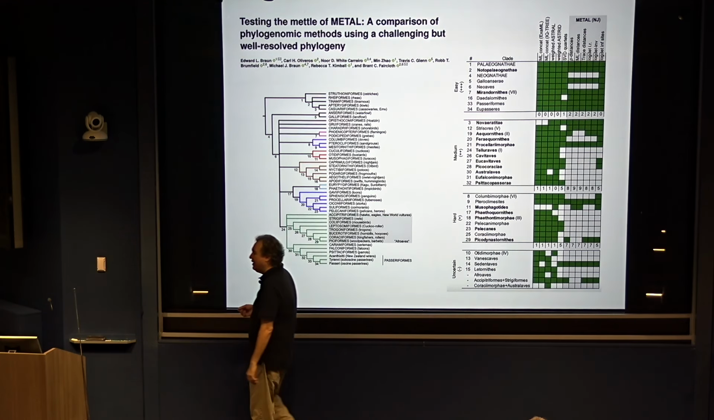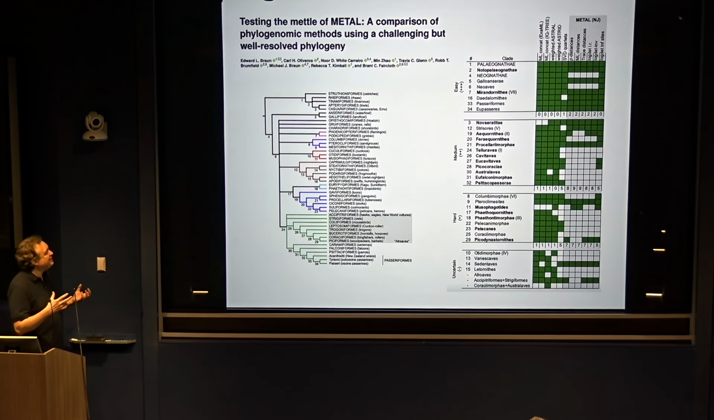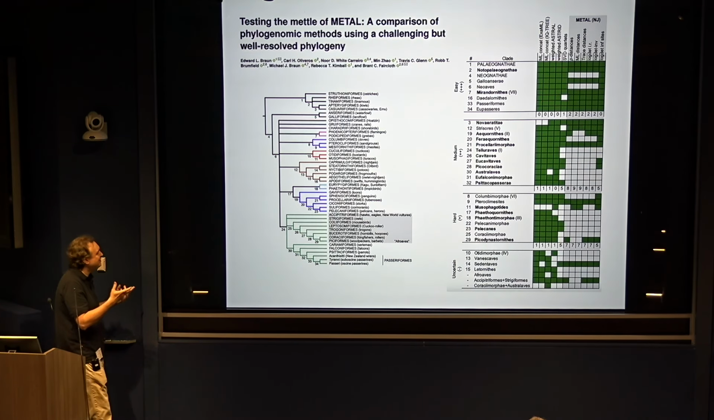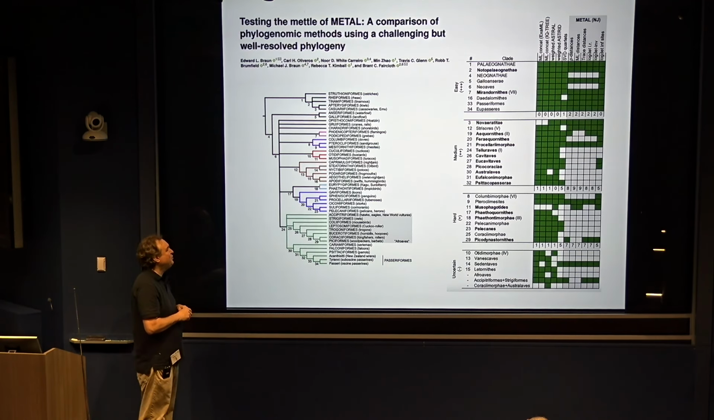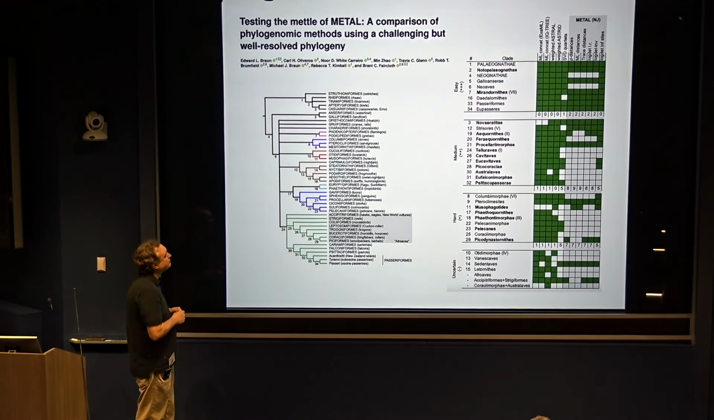So the question is, what can we say theoretically about these different methods? Why is it that some of them work better than others, some are more accurate than others? And how can you, from a theoretical point of view, try to get a handle on these questions?